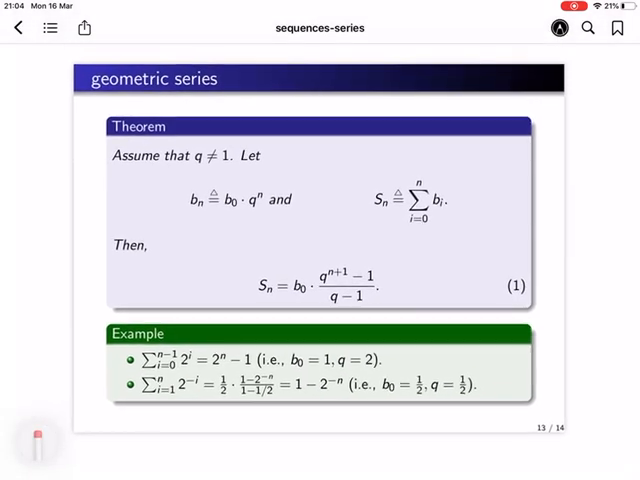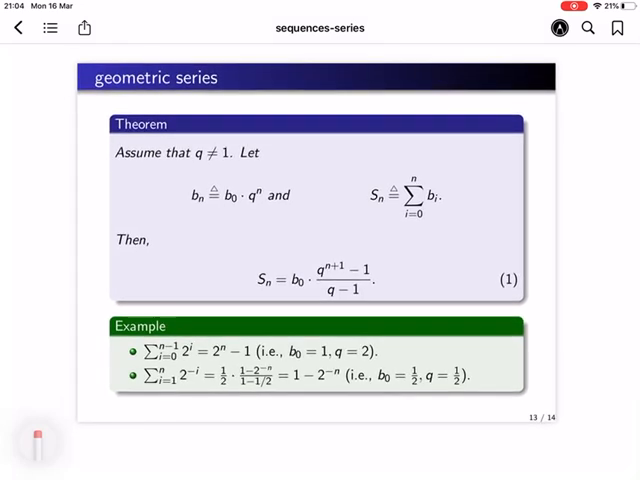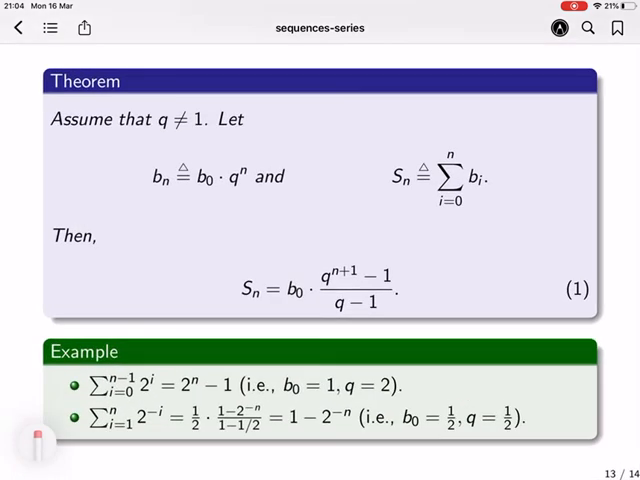Good. Now we want to talk about geometric series, namely sums of elements from a geometric sequence. Okay, so let's assume that Q does not equal 1, and let Bn be B0 times Q to the power of n, and define Sn to be the sum of Bi, i goes from 0 to n. We want to prove the formula that Sn equals B0 times (Q to the power of n plus 1 minus 1) divided by (Q minus 1). Before we prove this theorem, let's use it.